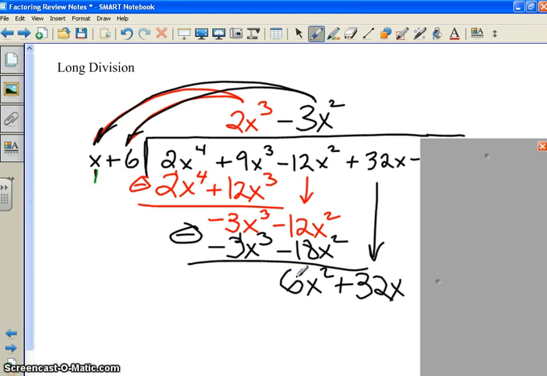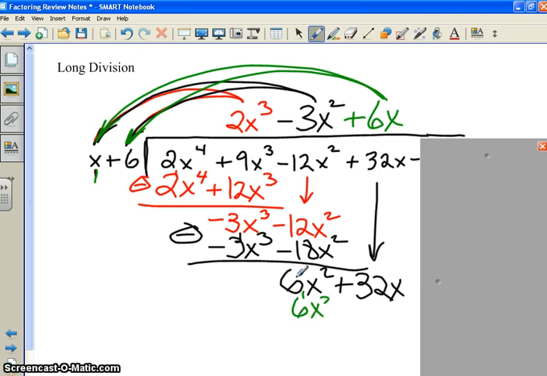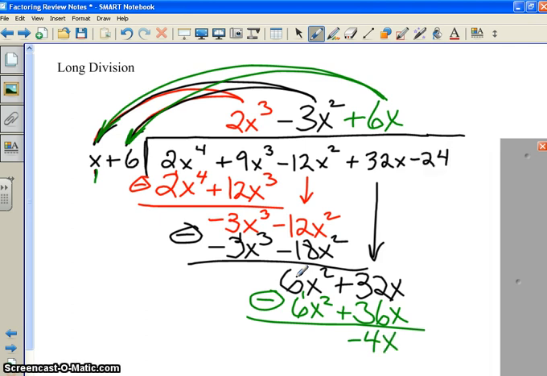Now, what times x will make 6x squared? Well, that would be 6x. And then I'm going to distribute that back to the x plus 6, which will make 6x squared plus 36x. And subtract. 6x squareds disappear. 32x take away 36x is negative 4x. And I think I have one more term to bring down here, my constant term, minus 24.